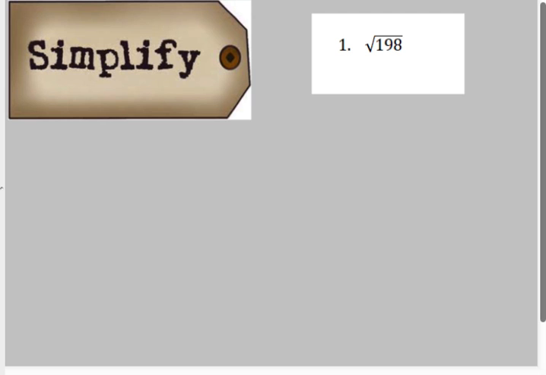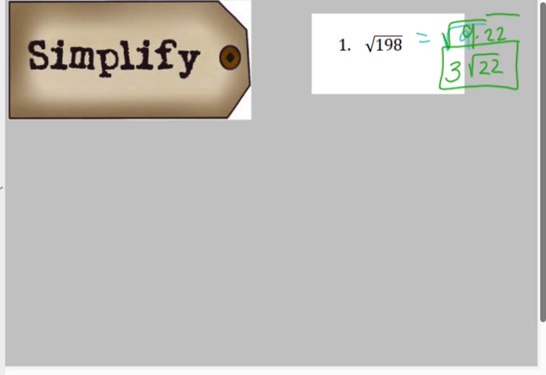Is there any perfect squares in there? And I would see that 9 might take a little using on my calculator to figure it out. But 9 times 22 will give me 198. Okay, so I would say, well, what's the square root of 9? 3. Square root of 22. Okay, is there any perfect squares left there? No, there is not. Okay, that's one way you can think about it.